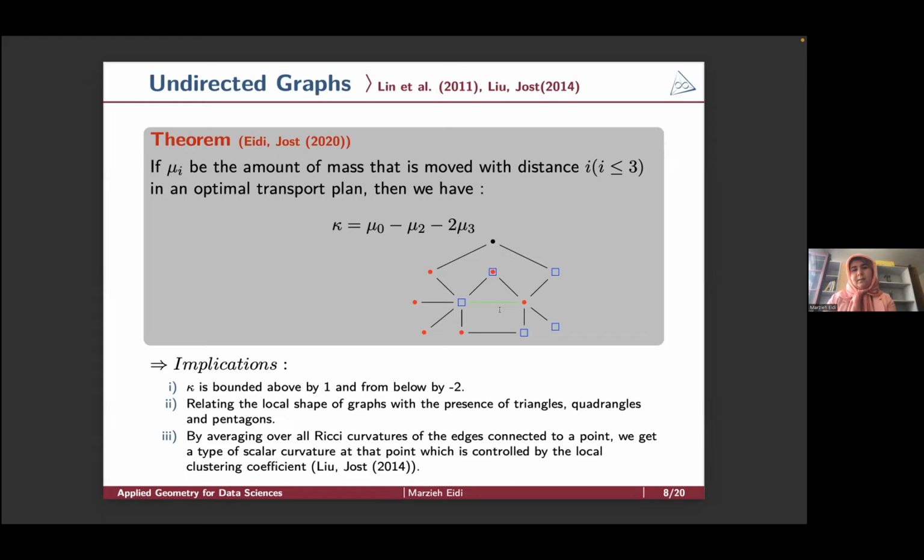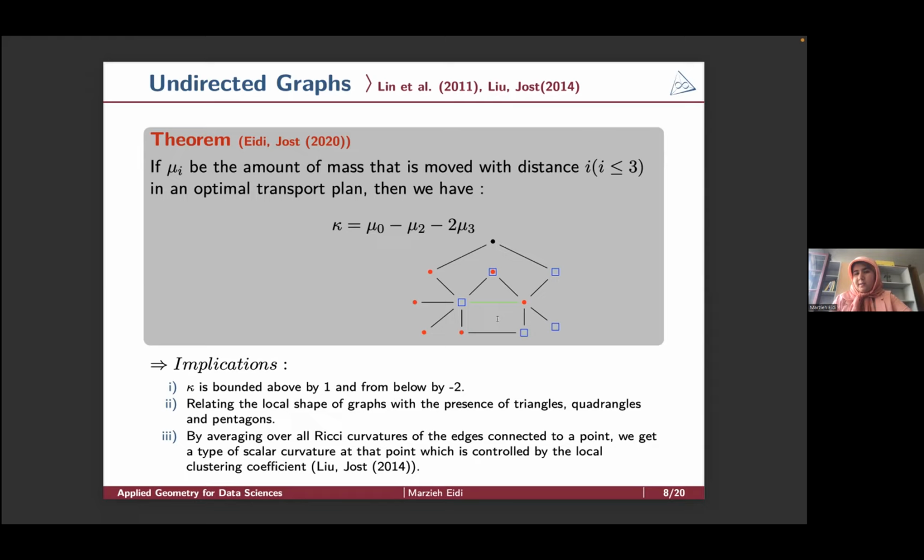And our theorem says that if mu I is the amount of mass that is moved with distance I in an optimal plan, then the curvature of this edge is mu zero minus mu two minus two mu three. So what are the implications of the formula? The curvature of the edge is bounded above by one when mu zero is one and the other mu's are zero, and bounded from below by minus two when mu three is one and the others are zero.